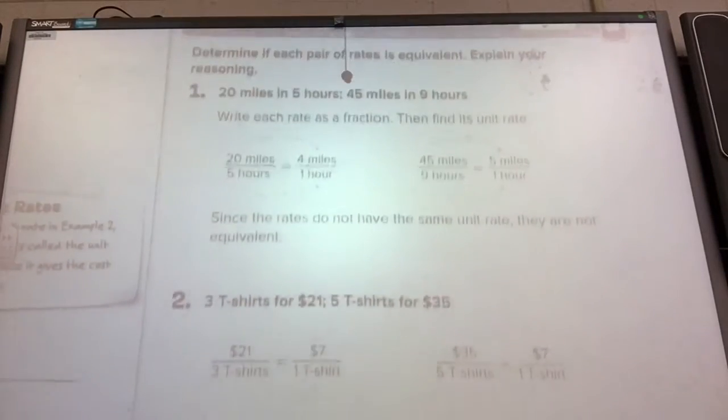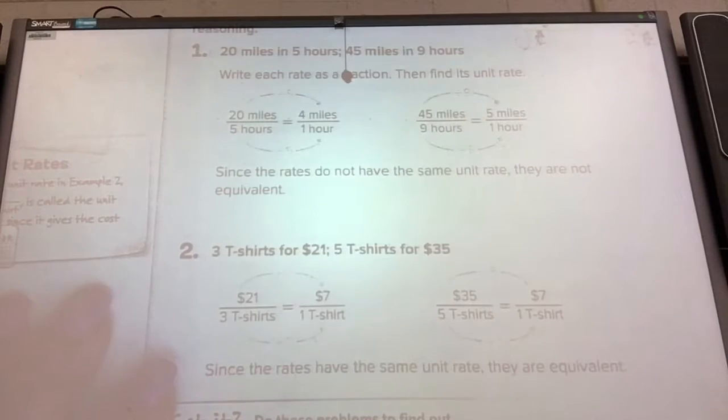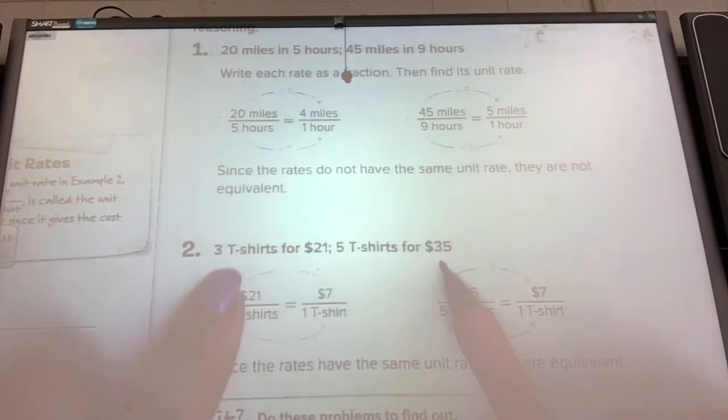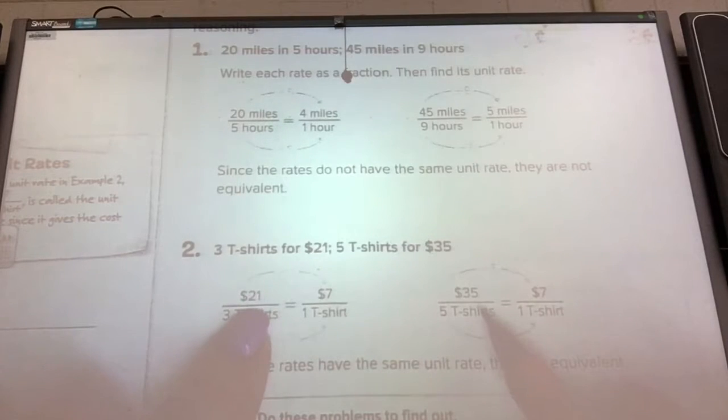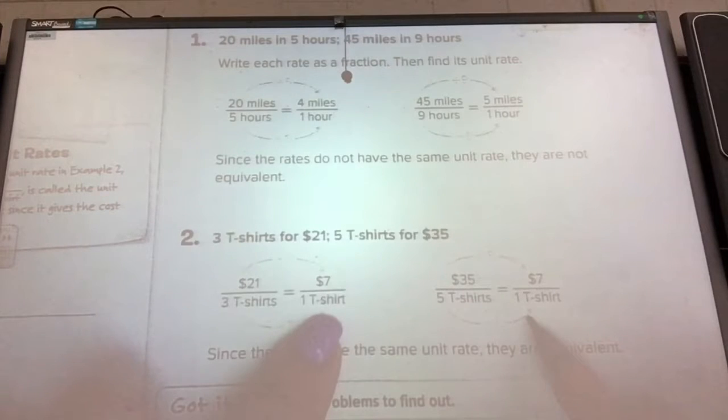All right, example 2 talks about t-shirts, 3 t-shirts for $21, 5 t-shirts for $35. So again, they set up the fraction first, 21/3 and 35/5. They take it down to a unit rate. On this side, $7 for a shirt. On this side, $7 for a shirt. Are they equivalent?